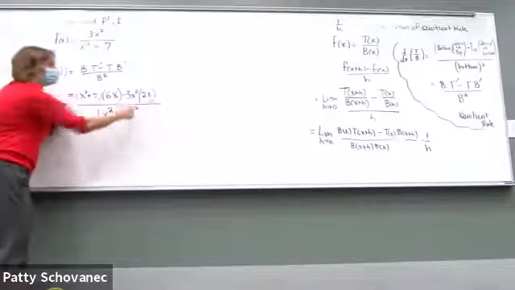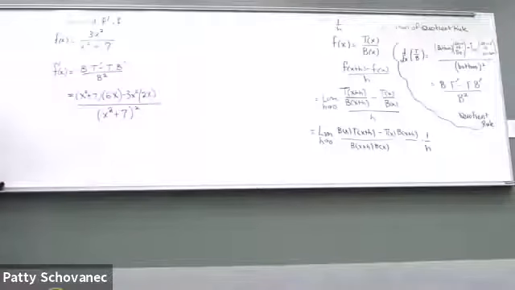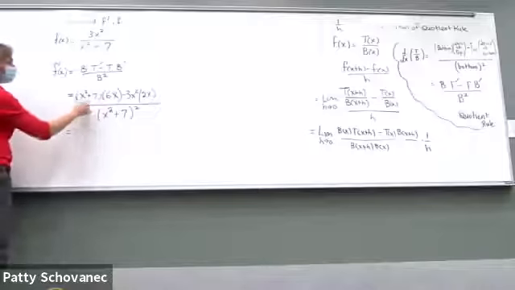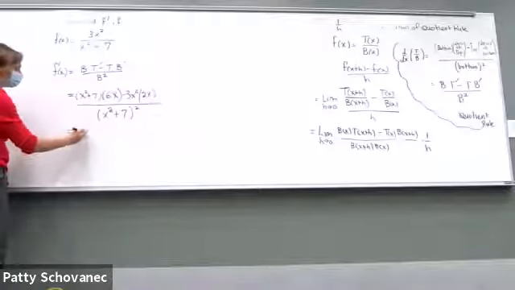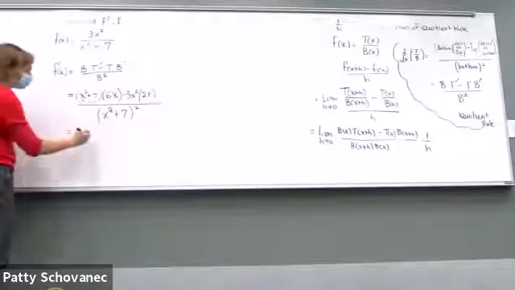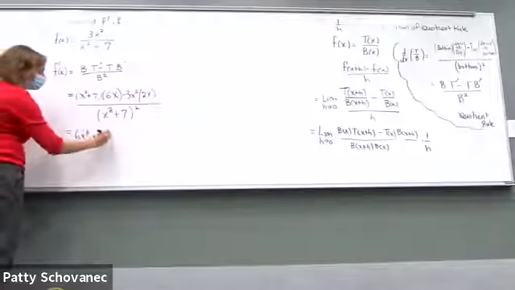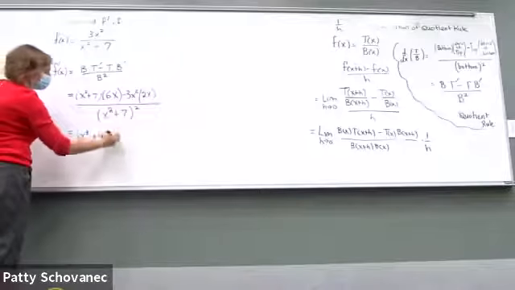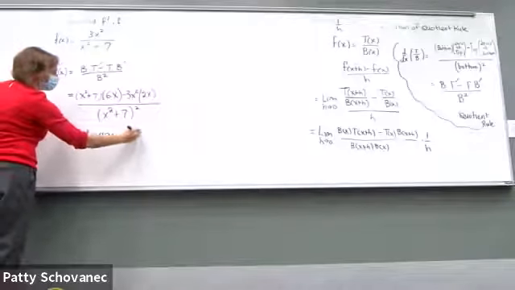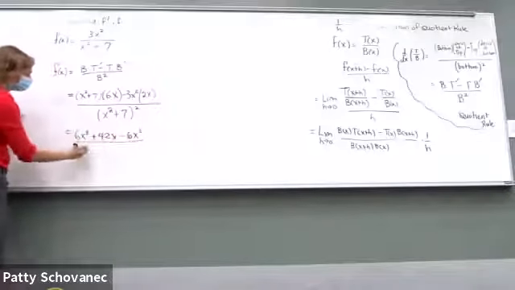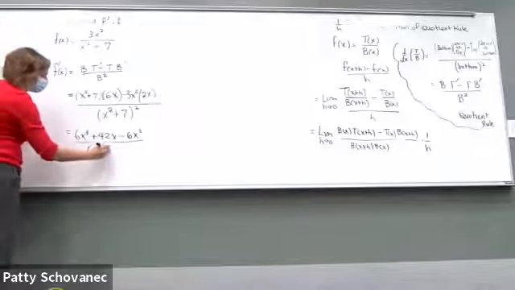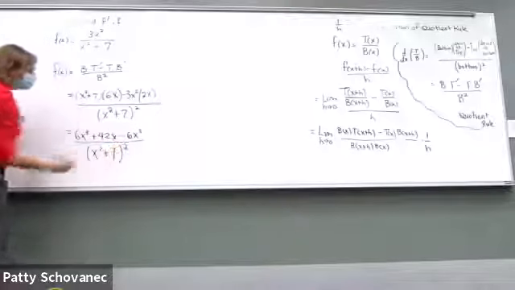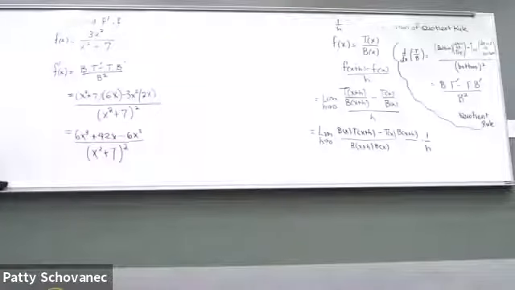So let's work above the bar and simplify this out by multiplying out the numerator. And I'll have 6x cubed plus 42x minus 6x cubed, all divided by (x squared plus 7) squared. There's really not much reason to multiply the bottom out, so I'm going to just leave it like that.